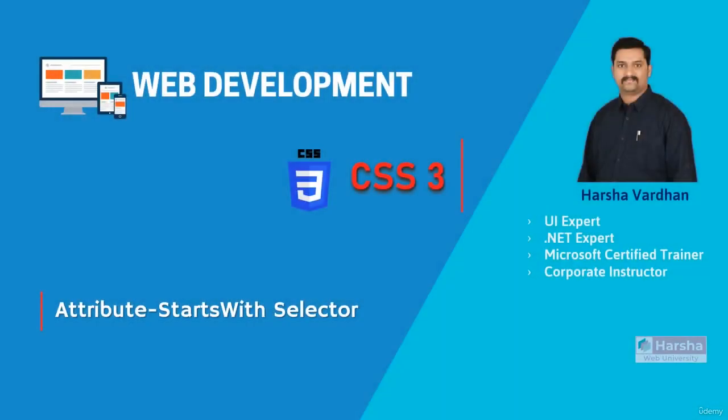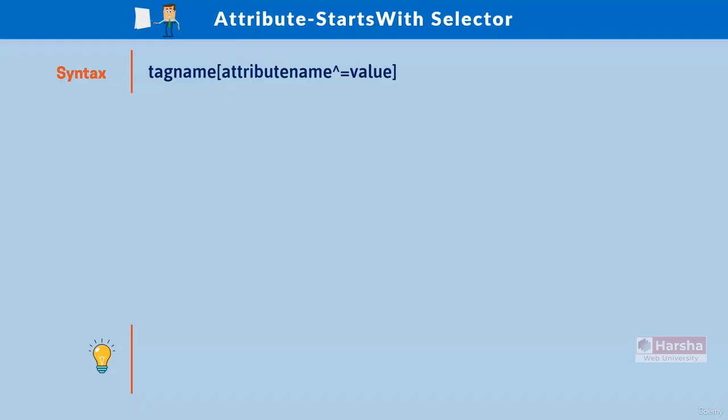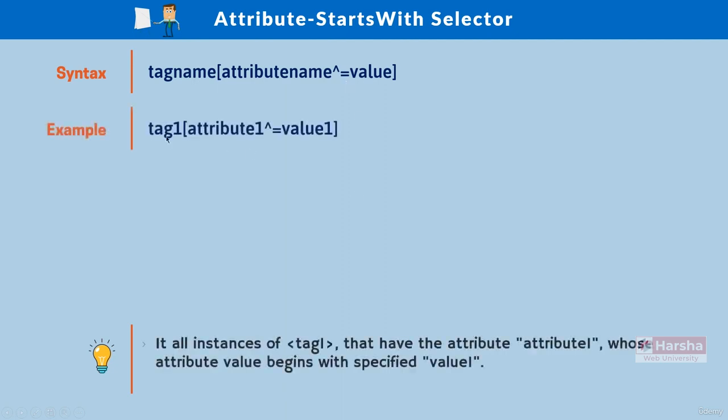Now, the attribute starts with selector means you are looking for a specific value that begins with specified text. In this case, you will use the caret symbol equal to as the operator. For example, you are writing tag1 and in the square brackets you are writing attribute1 caret symbol equal to value1.